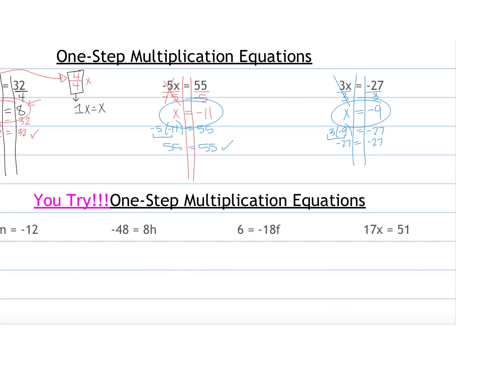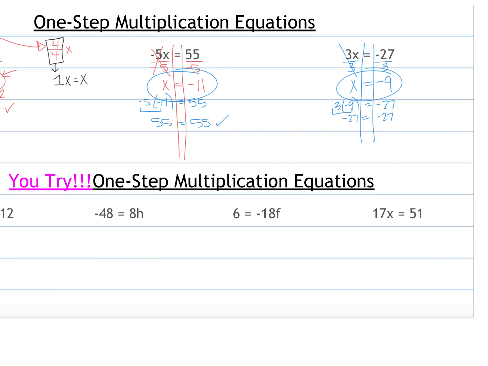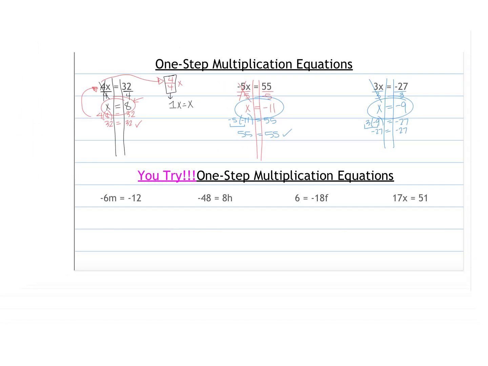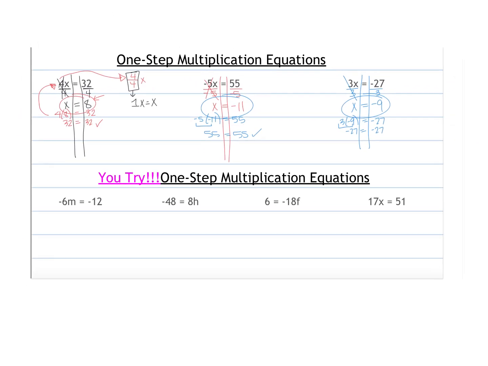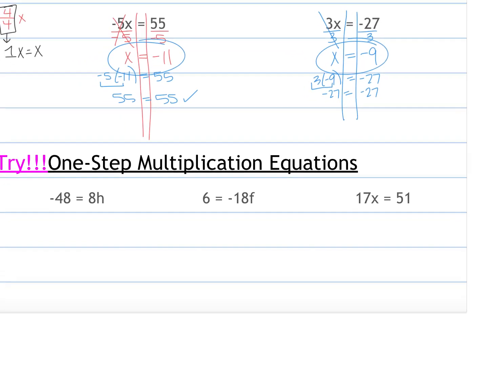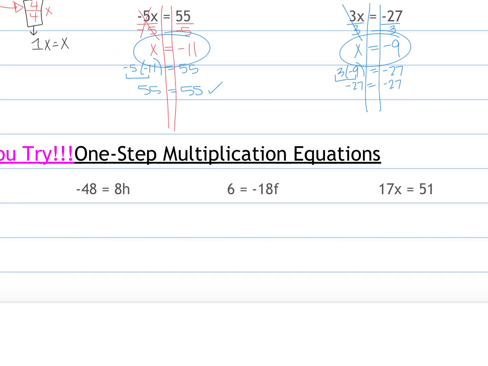You do these 3 equations on your own. Pause the video. And then there's 4, we're going to do these 3 right here. Pause the video, do them, and then come back and check your work.